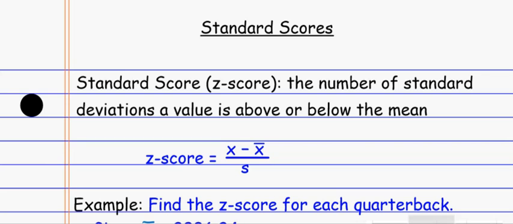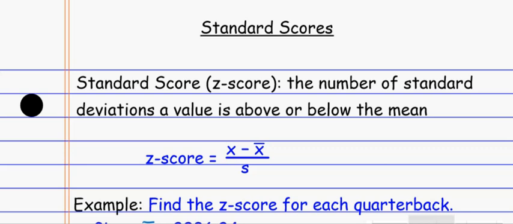Hi there, folks. Today we're looking at standard scores, also known as z-scores. Standard scores are just a way of comparing data in terms of its position once again, but it's measuring the position based on how many standard deviations from the mean we are. The standard score, z-score, is the number of standard deviations a value is above or below the mean.